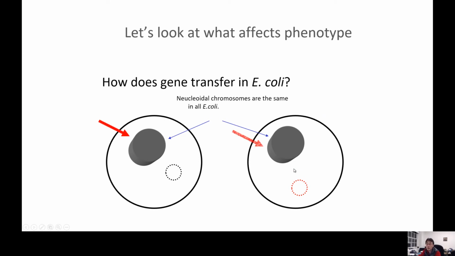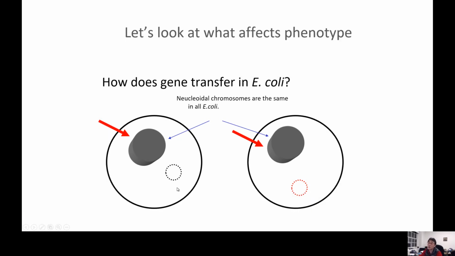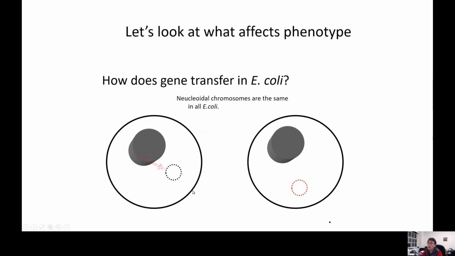So if you look at right here and right here, this part right here, what makes an E. coli and E. coli different is the nucleoid. Nucleoidal chromosomes are all the same among all E. coli, but the particular different traits come from different plasmids. Pictorially speaking, there is a black circular DNA plasmid here, and a red circular DNA, another plasmid. So let's look at these two.